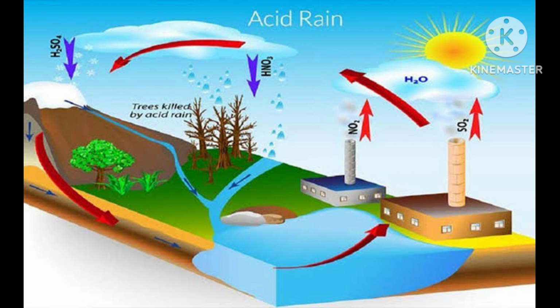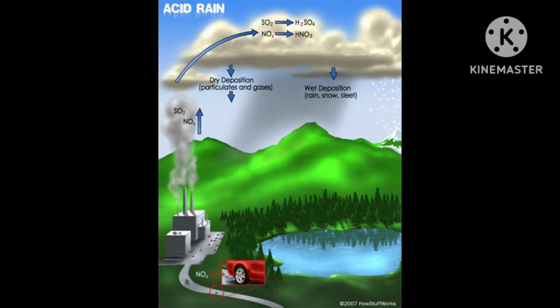The reaction is very simple: 2SO2 plus O2 plus 2H2O. 2SO2, that is due to mankind. It is going to the atmosphere. Oxygen, that is available in the atmosphere. And this 2H2O, that is the rainwater. Then during the rainwater only, acid rain forms. Then 2SO2 plus O2 plus 2H2O forms 2H2SO4, sulfuric acid.